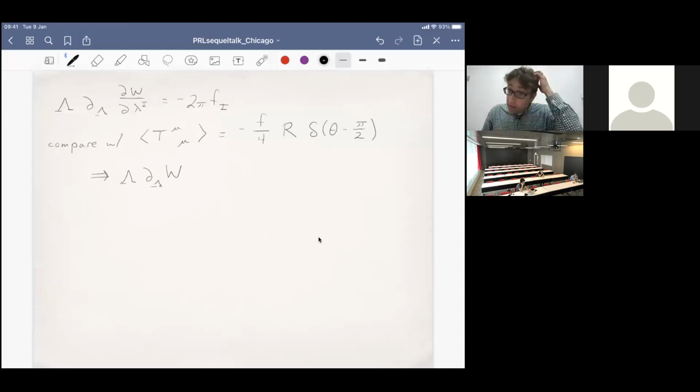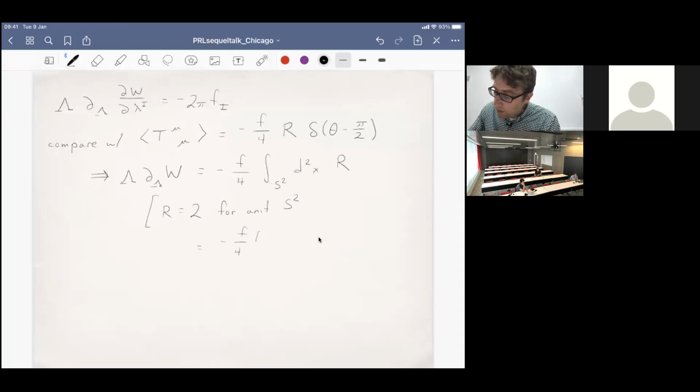Okay, so if that's the stress tensor, I can think about that in terms of a scale dependence of the free energy. So the scale dependence of the free energy should then be what? It should be that stress tensor integrated over the hemisphere, or actually in this case, just the S2 because it localizes on the S2. So an integral d2x of R. And I'll just recall that R equals 2 for a unit S2. And so what do I get here? I get minus F over 4. I get the surface area of a 2-sphere, and I get a 2 from the Ricci scalar. And so at the end of the day, I get minus 2 pi F.